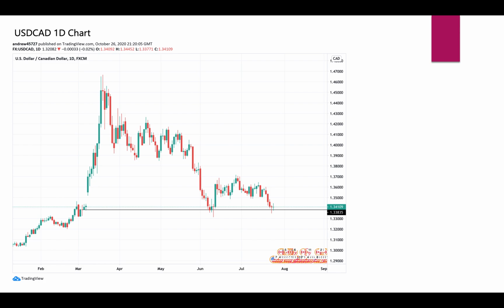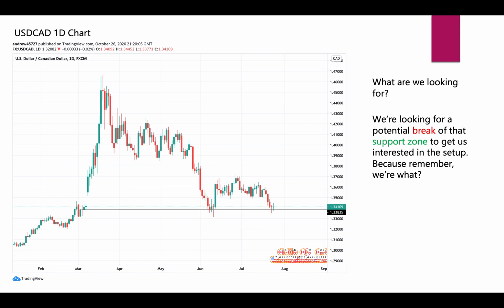So back to the daily chart. So what now are we looking for? We've got 3 confluences so far. We've got a bearish market, we've got a level of support. We've also identified that support zone as a strong zone, based on prior market structure. So what's the 4th confluence we're looking for? We're looking for a potential break of that support zone to get us interested in the setup.